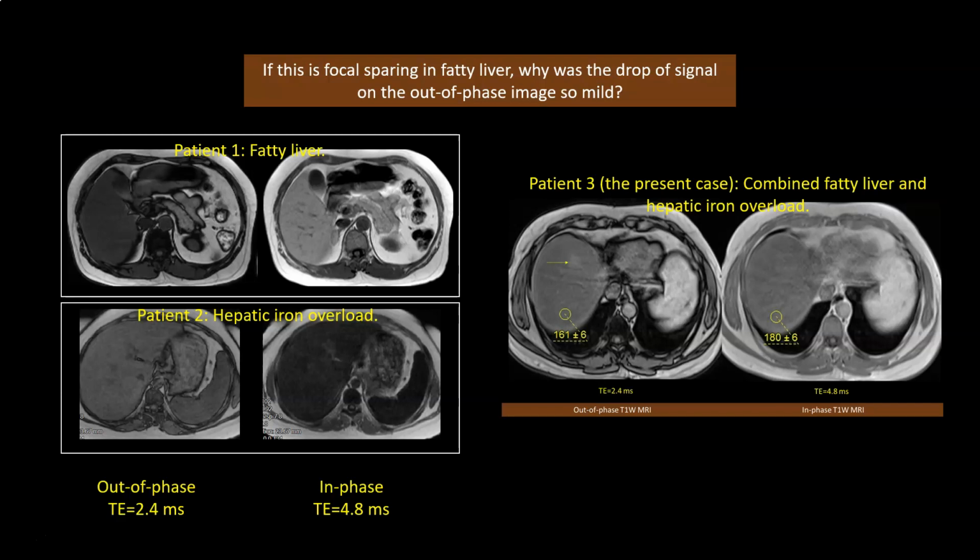A very important remark to make here is the low signal intensity of the liver on the in-phase images in our patient compared to muscles. Normally, the liver has higher signal intensity compared to the muscles, and this is very obvious here in the example of the in-phase image in the fatty liver.